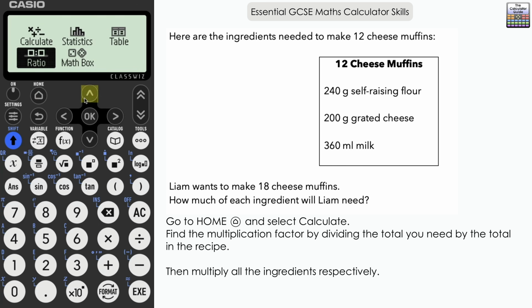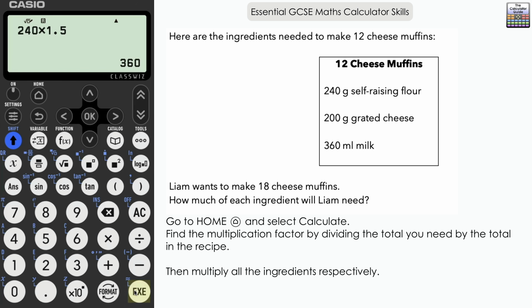Let's go to calculate to do this. It is 18 divided by 12, which is 3/2, or if you just use format and decimal, we can see that's 1.5, which means we want 1.5 times each ingredient. So 240 times 1.5 is 360 grams of self-raising flour, 200 times 1.5, 300 grams of grated cheese, 360 times 1.5, 540 millilitres of milk. And that's the answer to that.